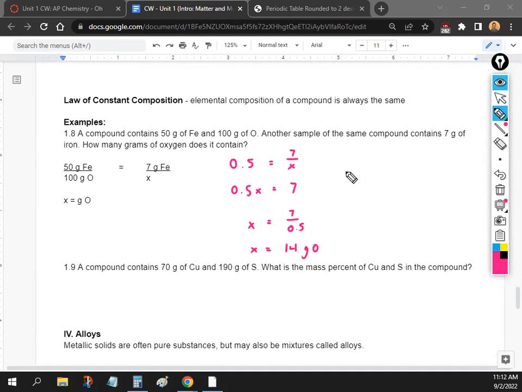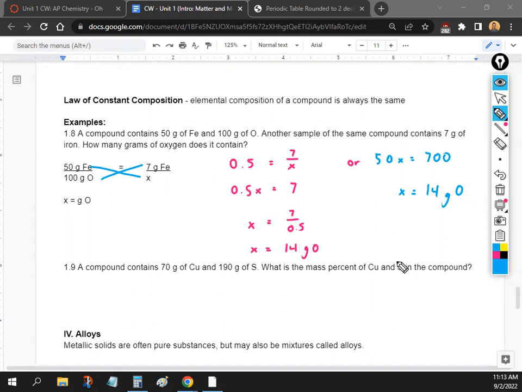You can do it this way, or you can do cross multiplication. I know some people like doing that, so you can cross multiply. So you can do 50x equals 700. It doesn't really matter. You're still going to get 14. So the point is you can solve these math problems however you like, as long as the math checks out. Whatever strategy works for you, it's totally cool with me. Any questions about that one?